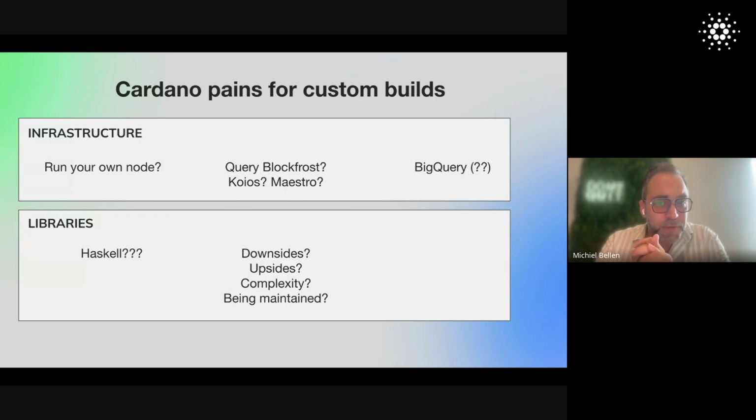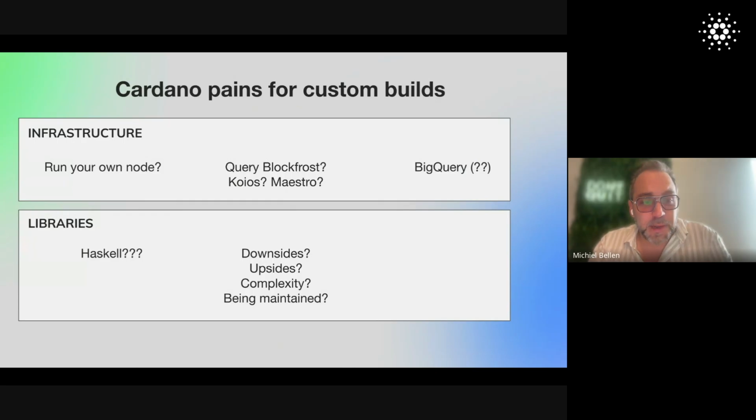So there are also other platforms. Do you query Blockfrost, Koios, Maestro? Do you query BigQuery, which also has a Cardano dataset available? There are all these questions that builders, newcomers, and enterprises that come to Cardano have to struggle with and find their way through. I try to make it more like an application on your phone: just install it, deploy it, configure it, and use it.